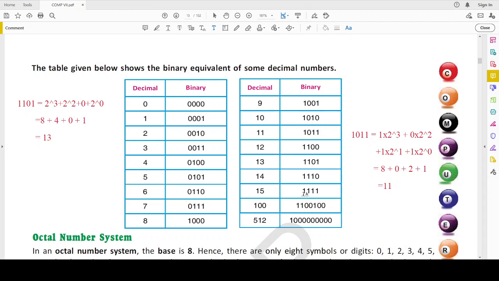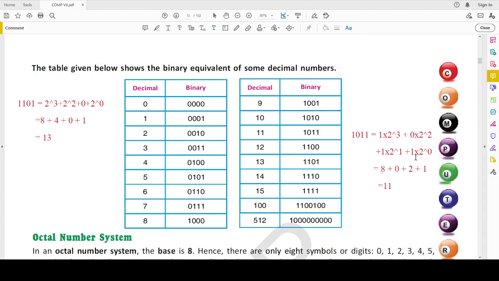You see, for example, I have taken the example of 1011. You can see 1011 here, right? 1011 means here it is written 11. So we will see whether it is 11 or not, right? So let's see 1011. This is 2 to the power 0, 2 to the power 1, 2 to the power 2, 2 to the power 3.